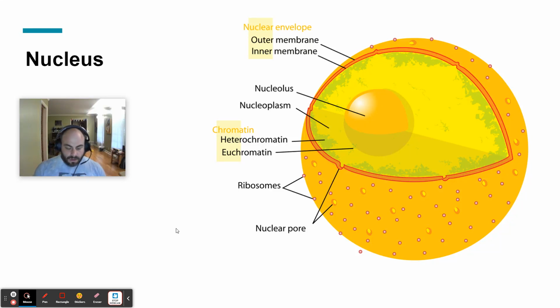So a little bit more about the nucleus. The nucleus contains the cell's genetic material. The DNA is found inside the nucleus. When the cell gets ready to divide, the DNA converts to chromosomes and divides.